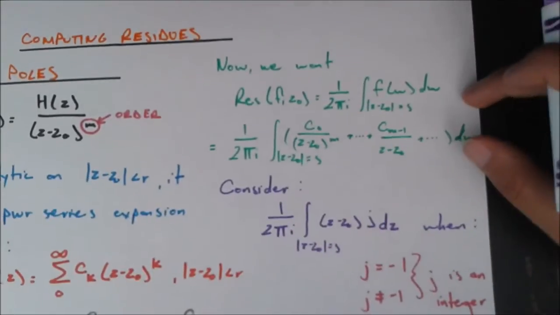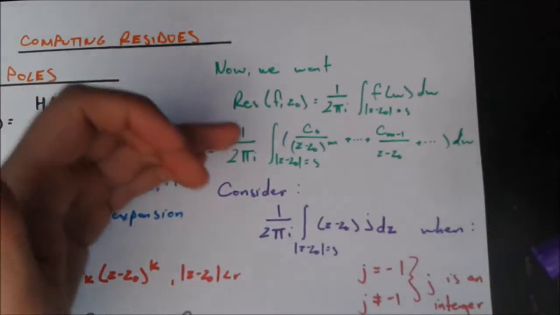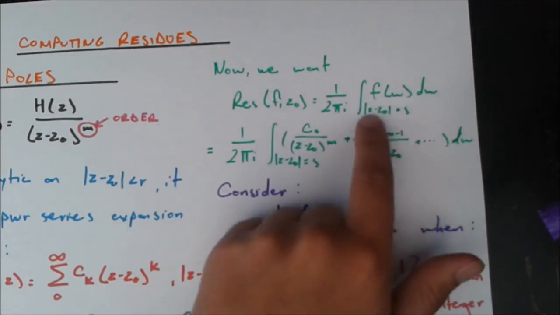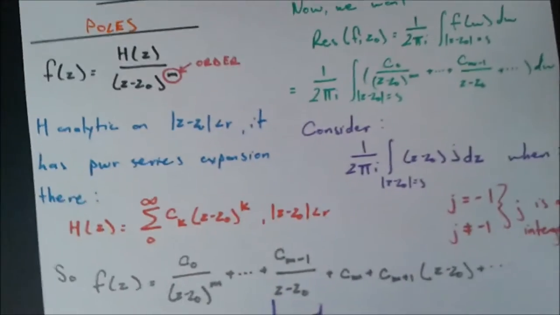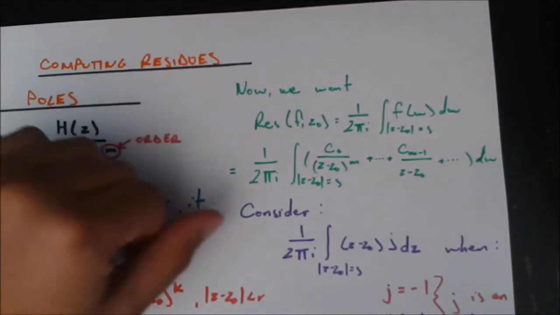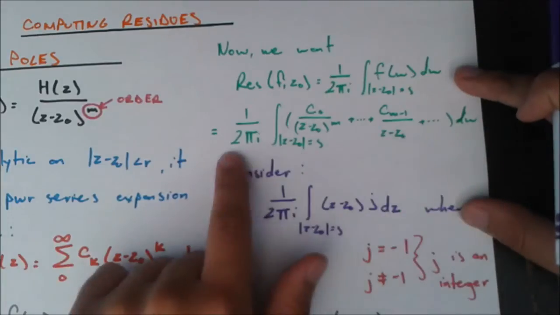Exponent 0. Okay, so now we want to compute residues. If we recall from the previous video, the residue of f at z0 is given by 1 over 2 pi i times the integral of f of w dw over any circle. We said that's independent of the circle as long as the circle's radius is less than r.